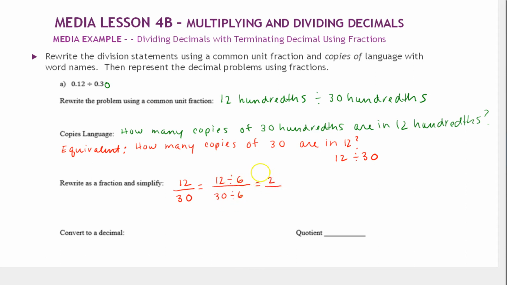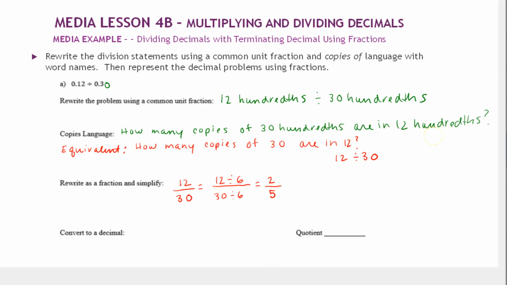30 divided by 6 is 5. So this fraction is completely simplified because the numerator and denominator don't share any common factors besides 1. So just reflecting back on the question, this means there is 2/5 of a copy of 30 hundredths in 12 hundredths.